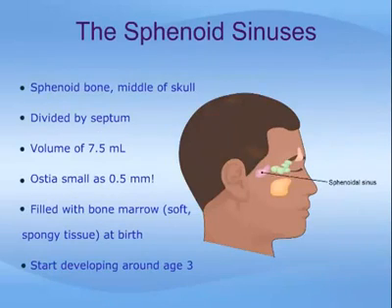The sphenoid sinuses are located in the sphenoid bone, in the middle of the skull, deep behind the nose. They are divided in half by a septum, have a volume of about 7.5 milliliters, and can have ostia as small as half a millimeter in diameter. At birth, they are filled with bone marrow, soft spongy tissue, and remain undeveloped until about age 3.